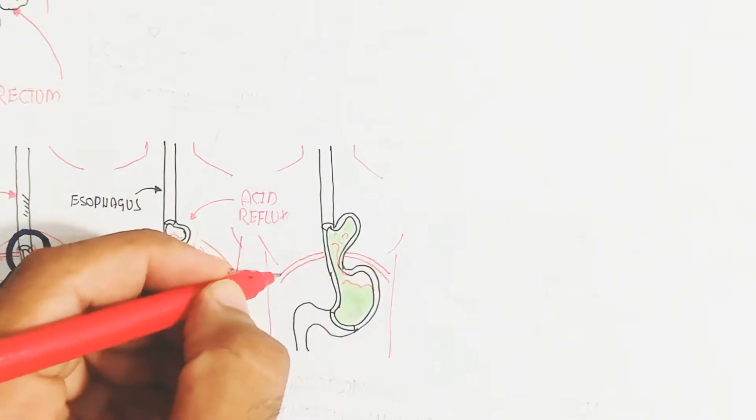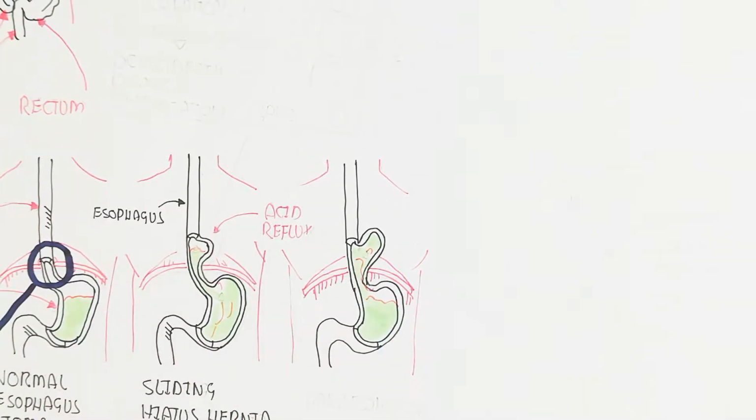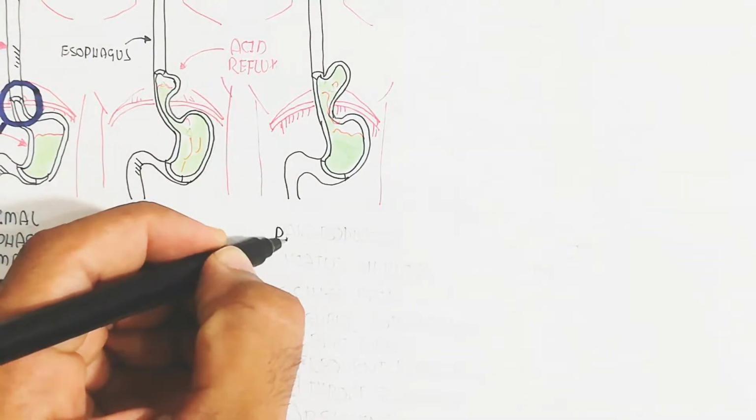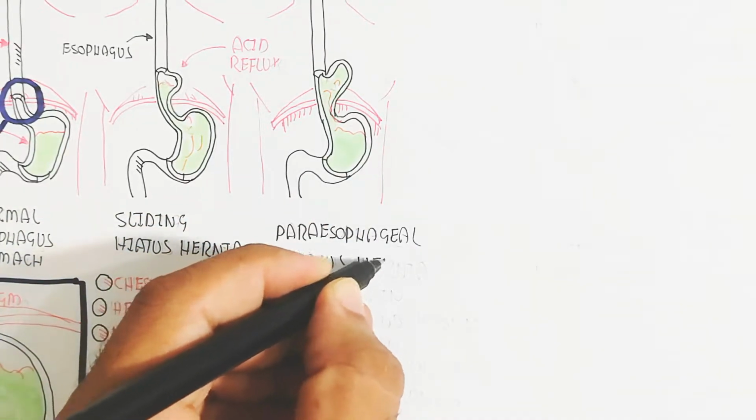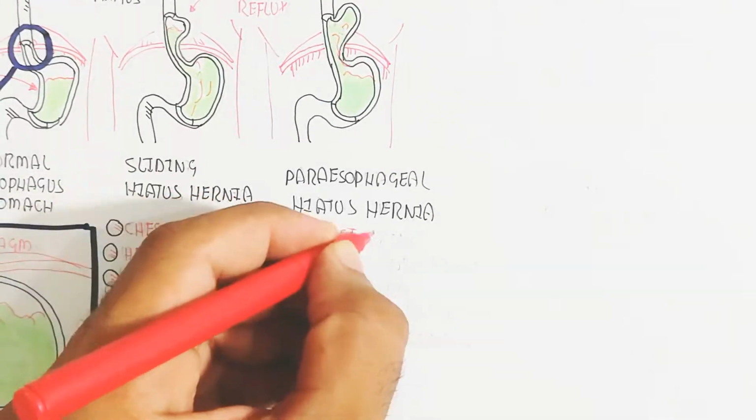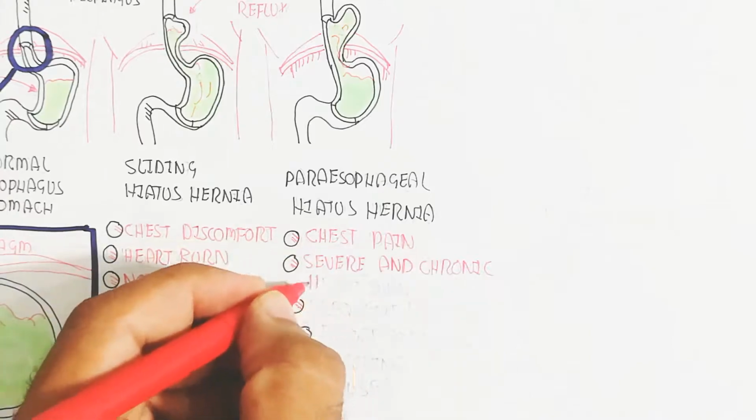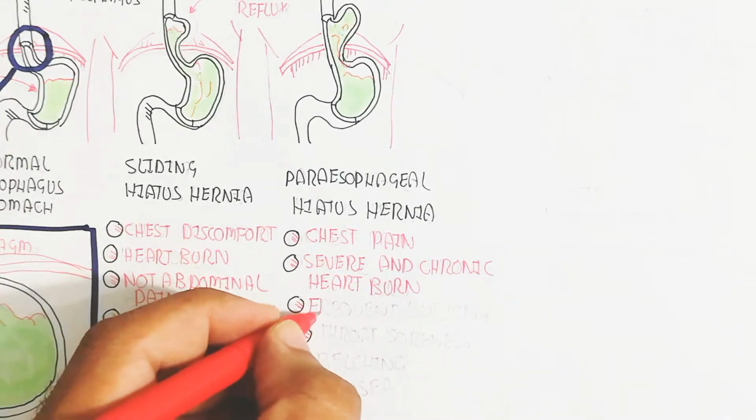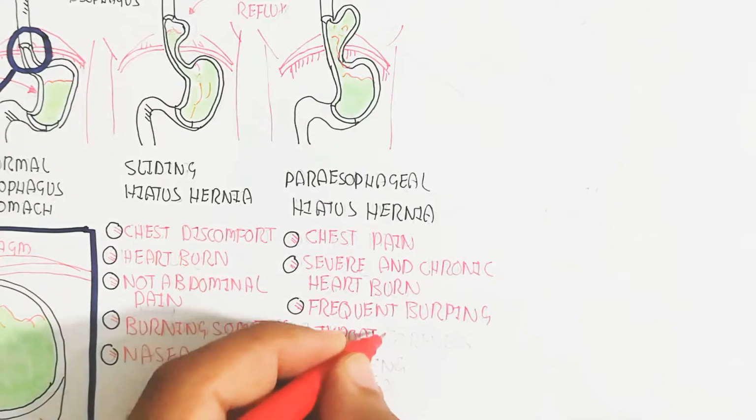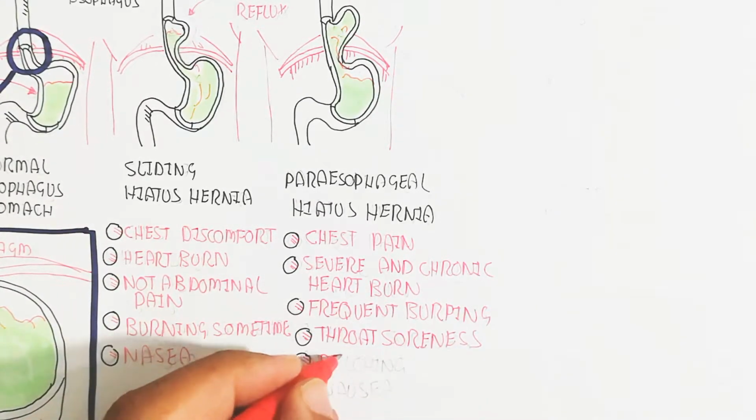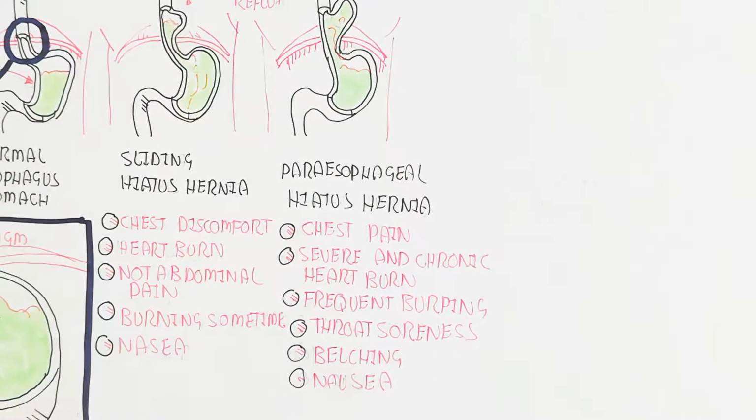But as the disease progresses, it leads to paraesophageal hiatus hernia. In this way, the stomach bulges outside, and the paraesophageal hiatus hernia leads to chest pain, severe and chronic heartburn, frequent burping, throat soreness, bulging, nausea, chronic vomiting, and it can cause severe pain suddenly.